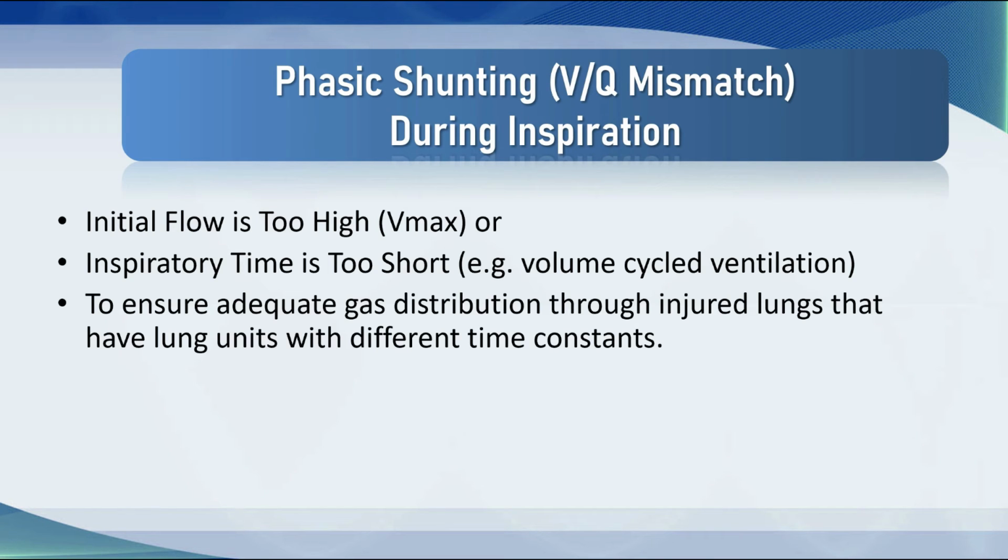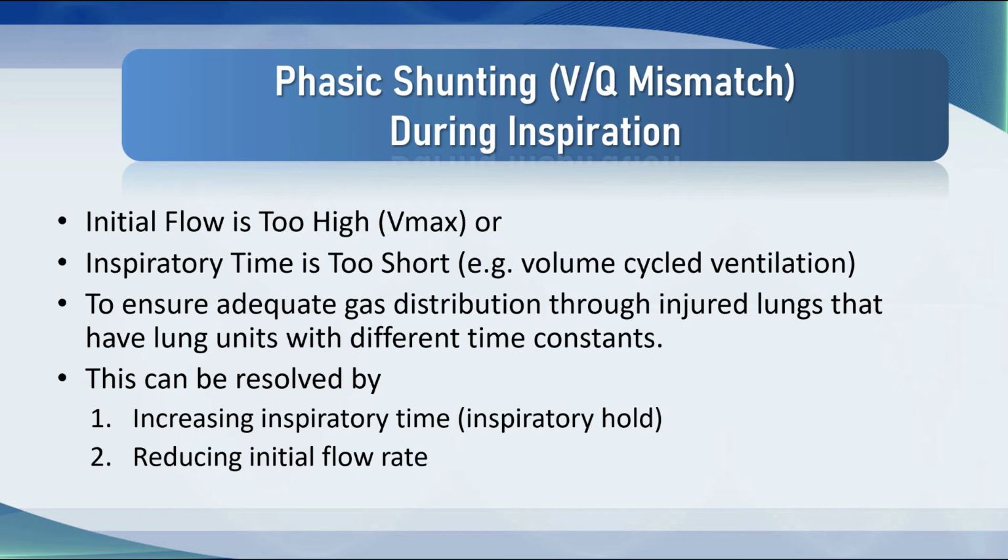To ensure that adequate gas distribution occurs through injured lungs that have lung units with different time constants, you can only improve this gas distribution by either increasing inspiratory time by applying an inspiratory hold or using a longer inspiratory time and pressure control, or by reducing the initial flow rate. I suppose you could also increase the respiratory rate, but that is problematic because of the issues with Auto-PEEP.